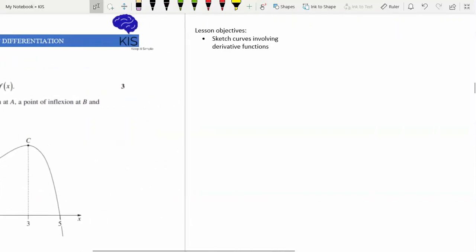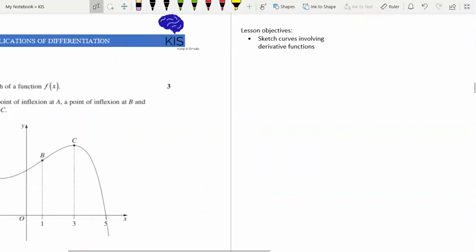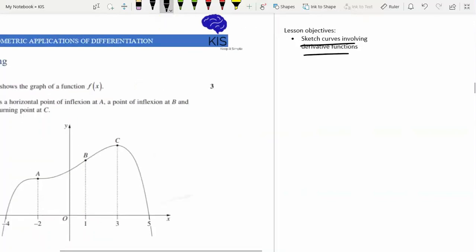Hello and welcome to this fourth lesson for the Chapter 5 Geometric Applications of Differentiation. This shouldn't be that long of a lesson. We're just going to have a look at sketching curves involving derivative functions and a little bit of some different types of exam questions that can evolve around this.